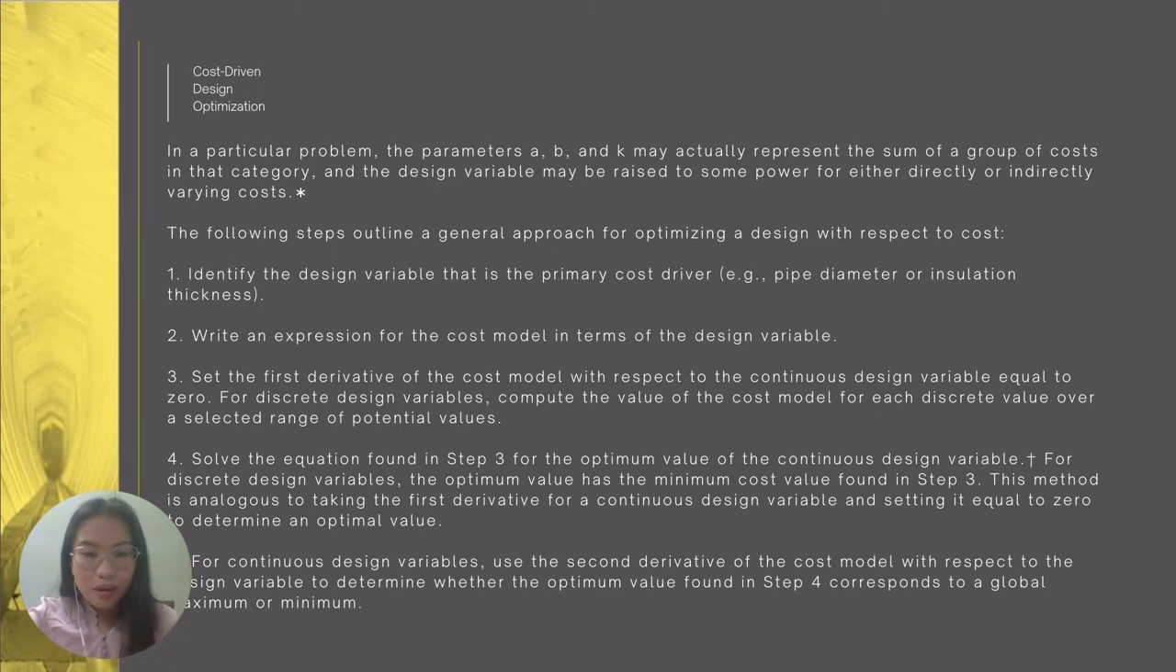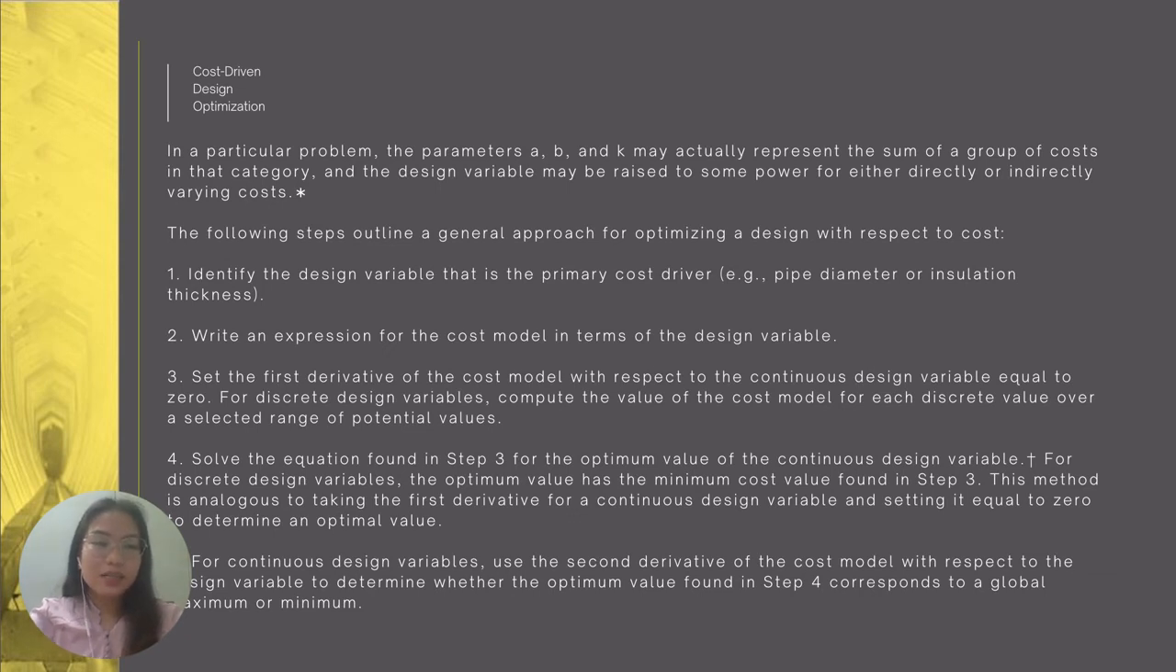Number 4 is solve the equation found in step 3, the equation that we get, for the optimum value of the continuous design variable. For discrete design variables, the optimum value has the minimum cost value found in step 3. So this method is analogous to taking the first derivative for a continuous design variable and setting it equal to 0 to determine its optimal value.